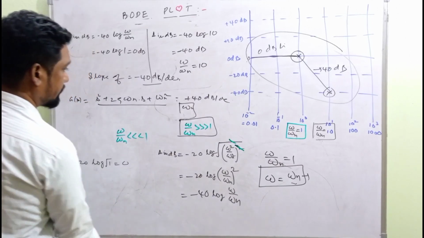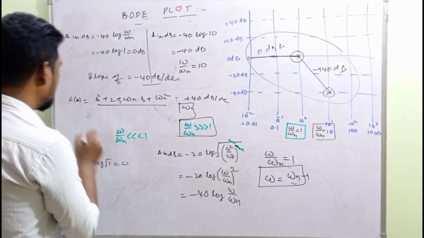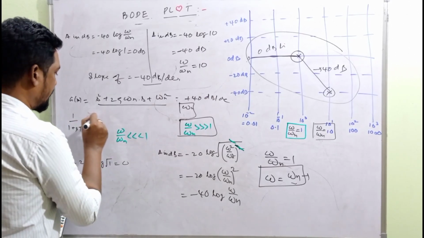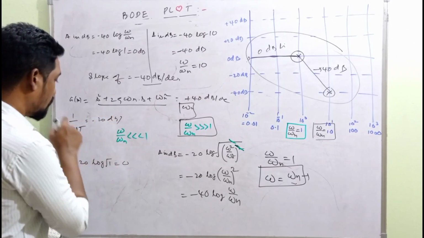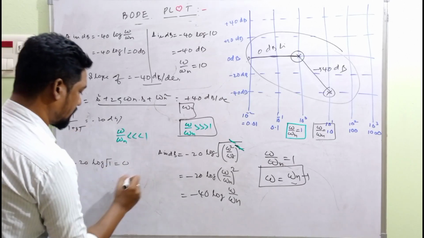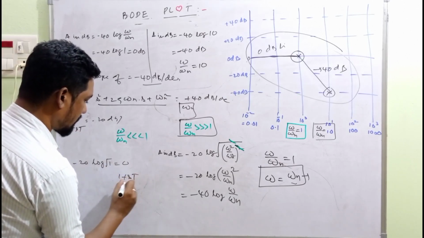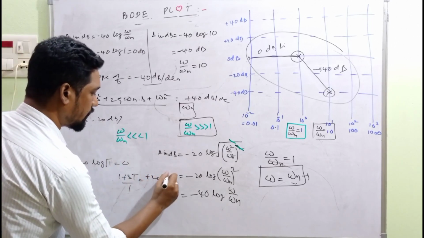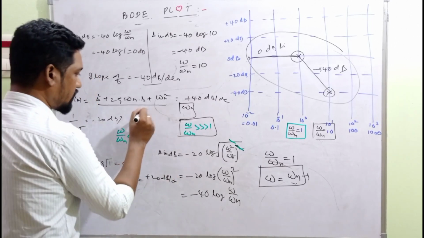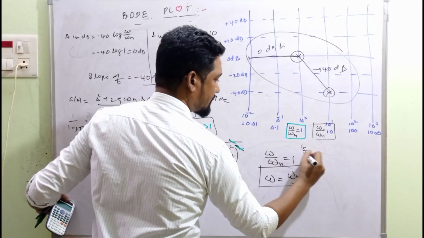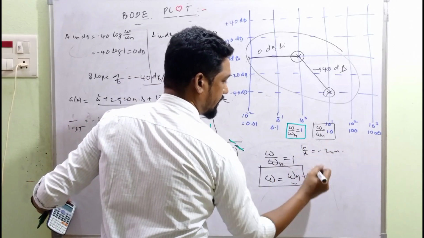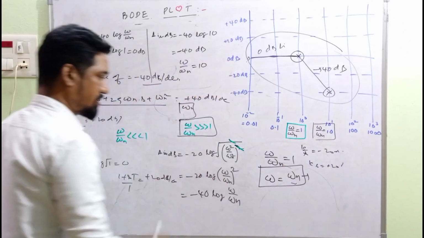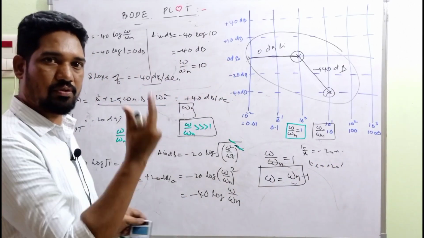Guys, not only this one, for the factor 1 by 1 plus sT, what was the total slope? It was minus 20 dB per decade, isn't it? So if we have 1 plus sT in the numerator, now the slope will be plus 20 dB per decade, right? And for the factor K by s, the slope is minus 20 dB per decade, and K into s, it's plus 20 dB per decade. And this is the conclusion. With this information, you can go.